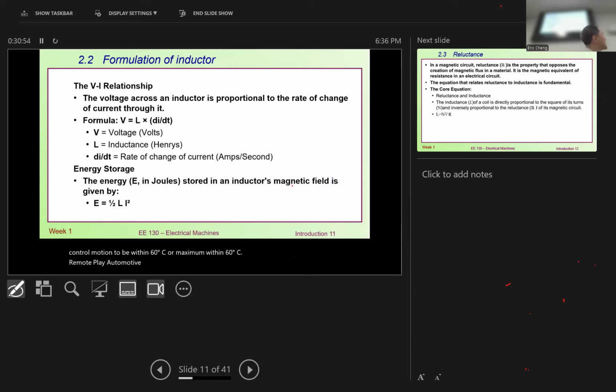We do have a number of basic formulations, like e = L di/dt, which is the basic equation, and another basic equation about energy content, half L i squared. So we all accept these basic equations.